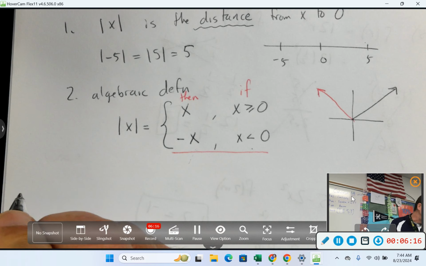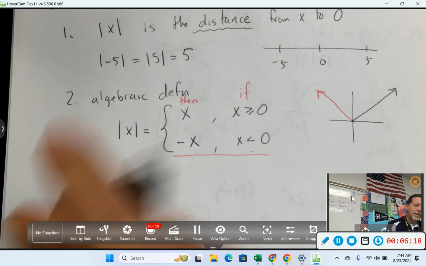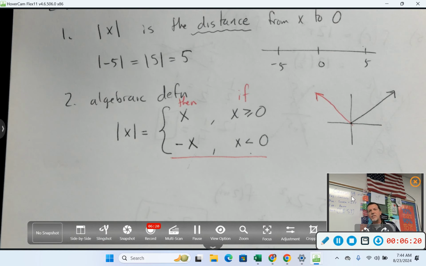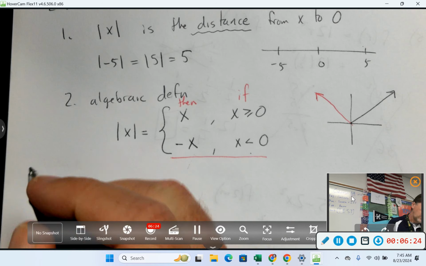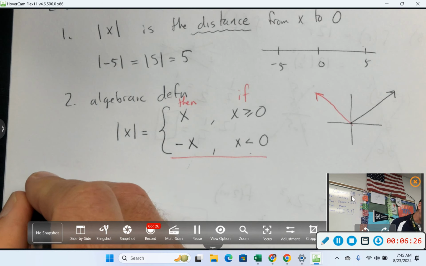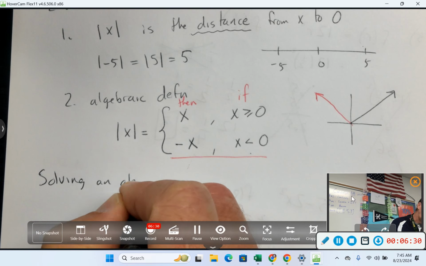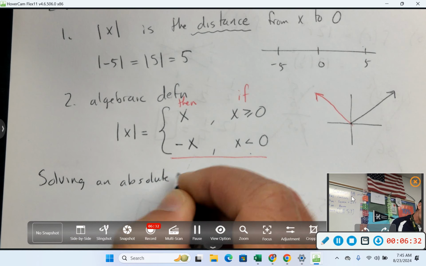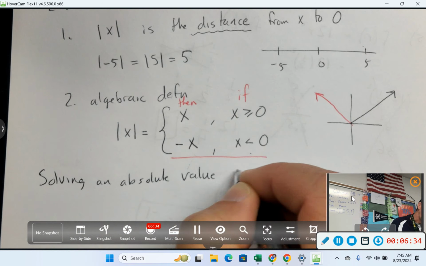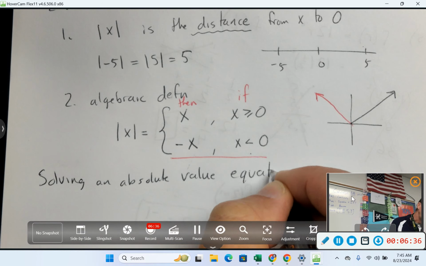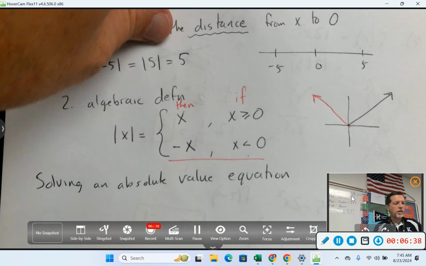Okay, but the main point of today is, that's like all background stuff that I think you've seen before, but maybe a refresher. The main point today is solving an absolute value equation.